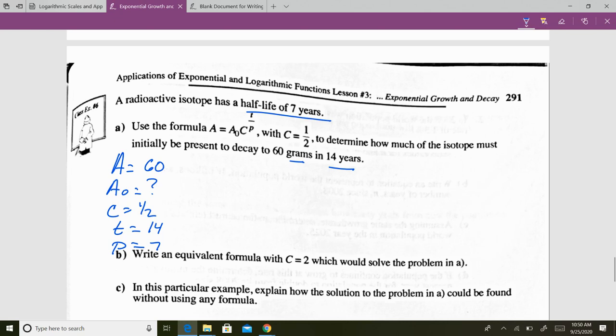Is that what people got for the variables? A is 60, because that's your final amount. A naught is what we want. C is 1/2, T is 14, P is 7. We good with that? All right. Punch it in, so you get 60 is equal to A naught times 1/2 to the 14 over 7.